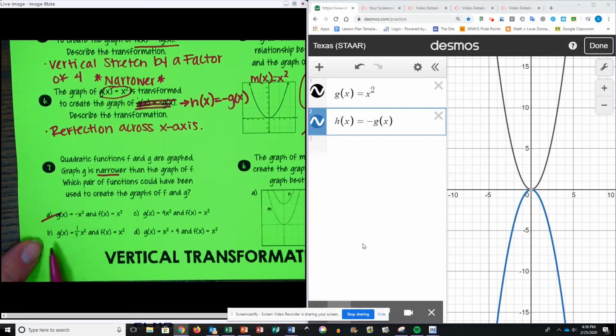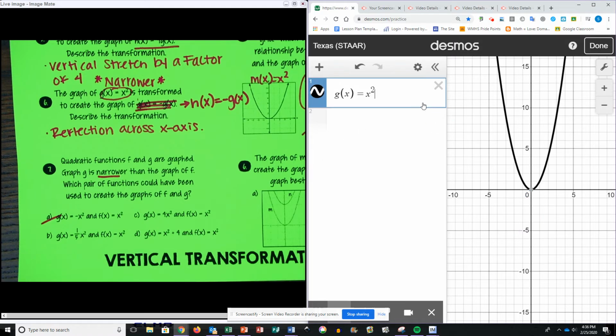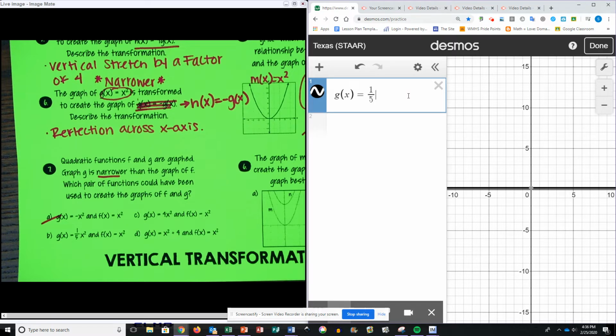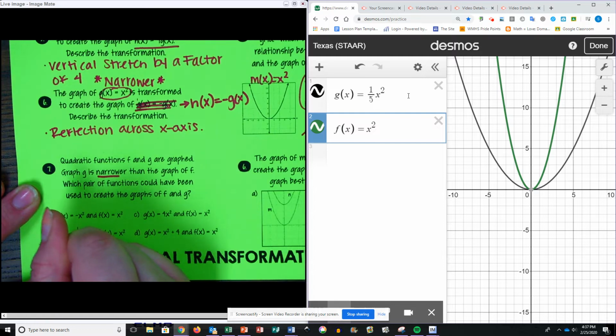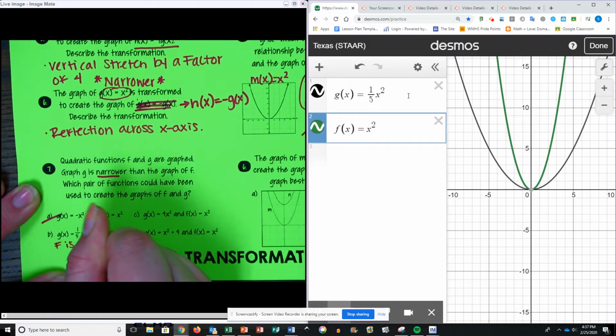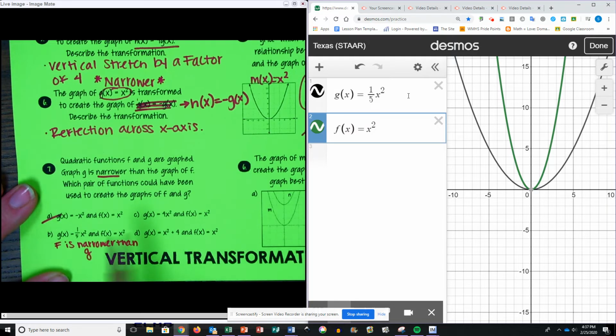So g of x equals 1 over 5x squared. Let's type that one in. g of x equals 1 over 5x squared. And then f of x equals x squared. If I look here, f is narrower than g. And graph g should be narrower, so that cannot be my answer.